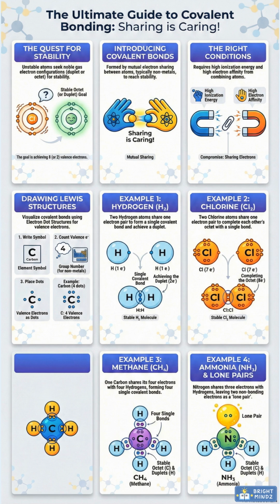In this video, you'll learn how covalent bonds form, why atoms share electrons, and how to represent these bonds using Lewis structures and real molecular examples like hydrogen, chlorine, methane, and ammonia with lone pairs.